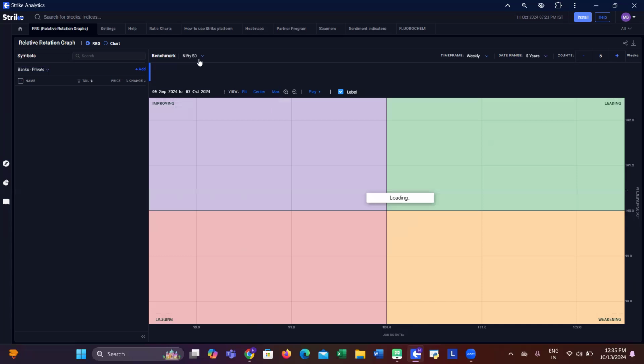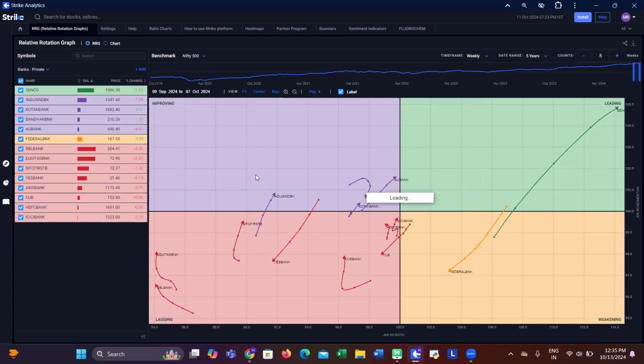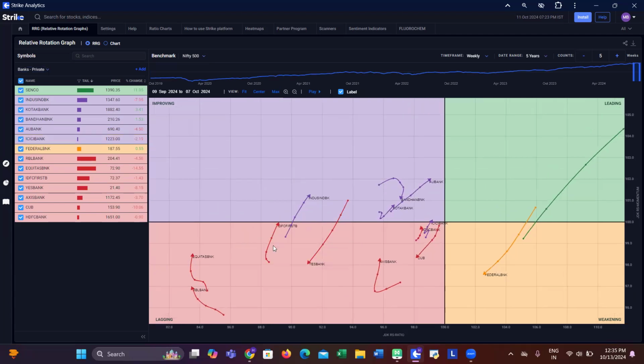Let's look at this. Nifty 500, see what is happening here, right? So IDFC, yeah, heading towards IndusInd Bank, spotted very quickly on the RRG chart when it wasn't lagging. Axis Bank is headed towards improving. ICICI Bank got into lagging, then again jumped back to improving. And AU Bank, I have already given the status for this, right?